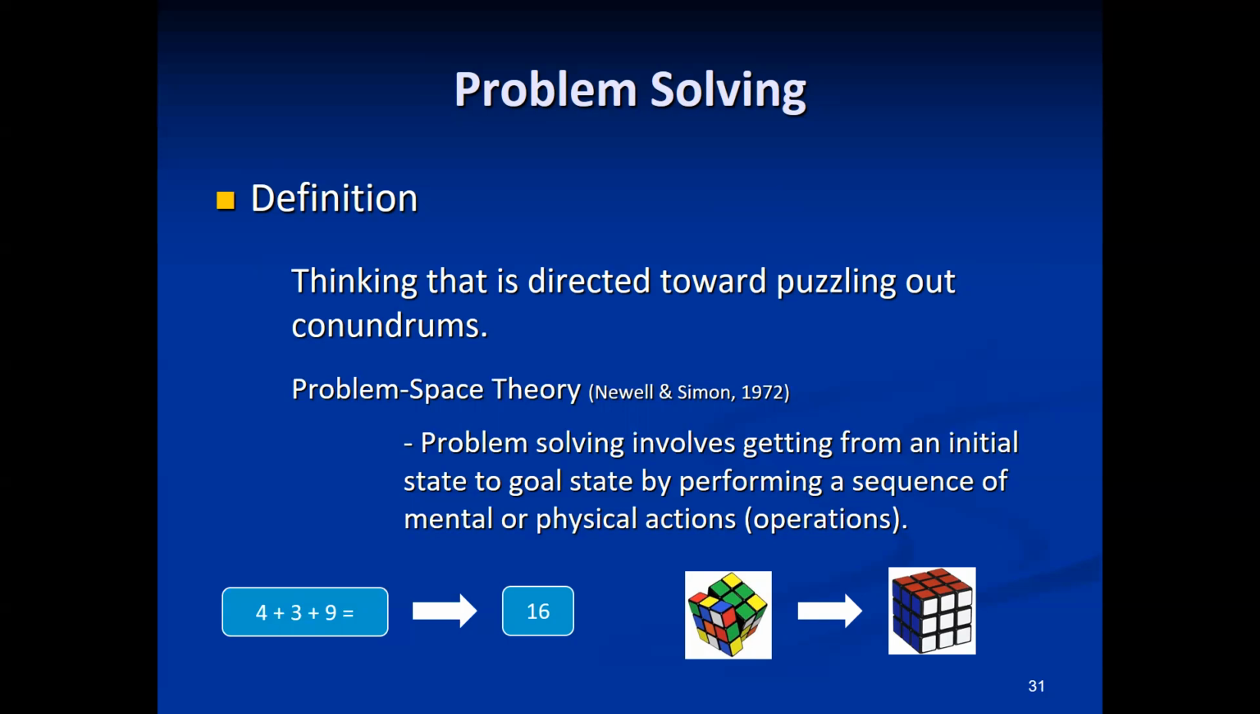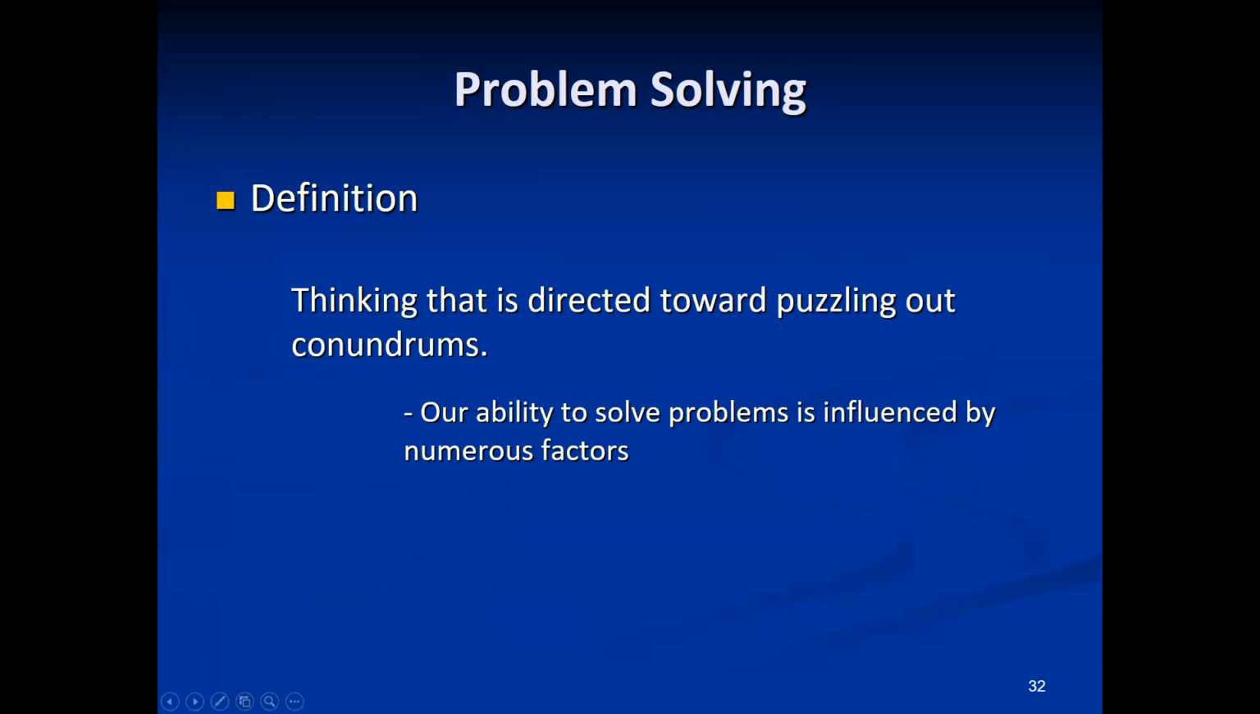Or one can arrive at the solution to a Rubik's Cube by performing a sequence of physical actions, twisting rows and columns clockwise and counterclockwise in the required order. According to problem space theory, our ability to solve problems is influenced by numerous factors.